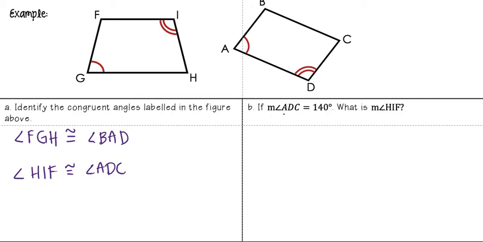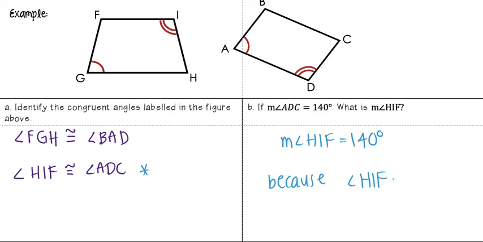And then the next question says, if the measure of angle ADC is 140 degrees, what is the measure of angle HIF? Well, we already marked over here that these two angles are congruent. And when they're congruent, that means their measures are equal. So that means that the measure of angle HIF is equal to 140 degrees, and that's because they're congruent.